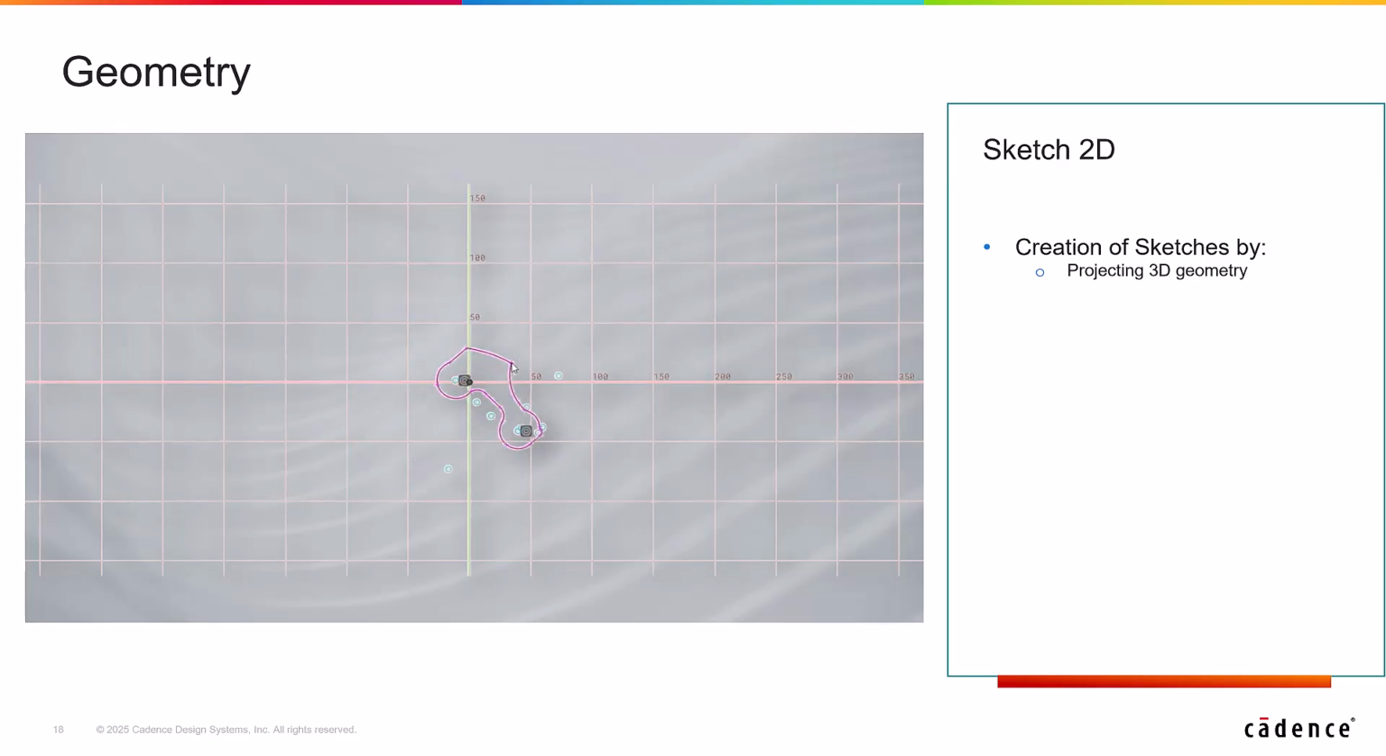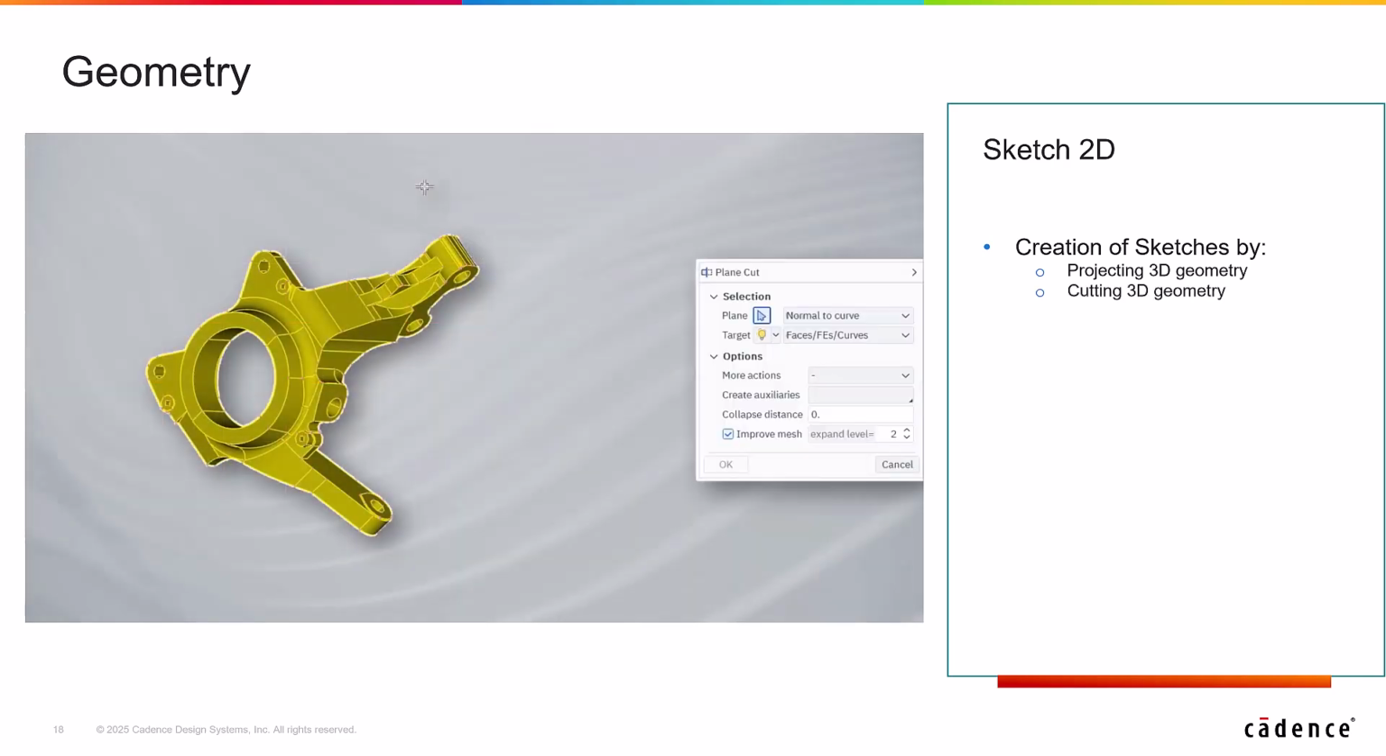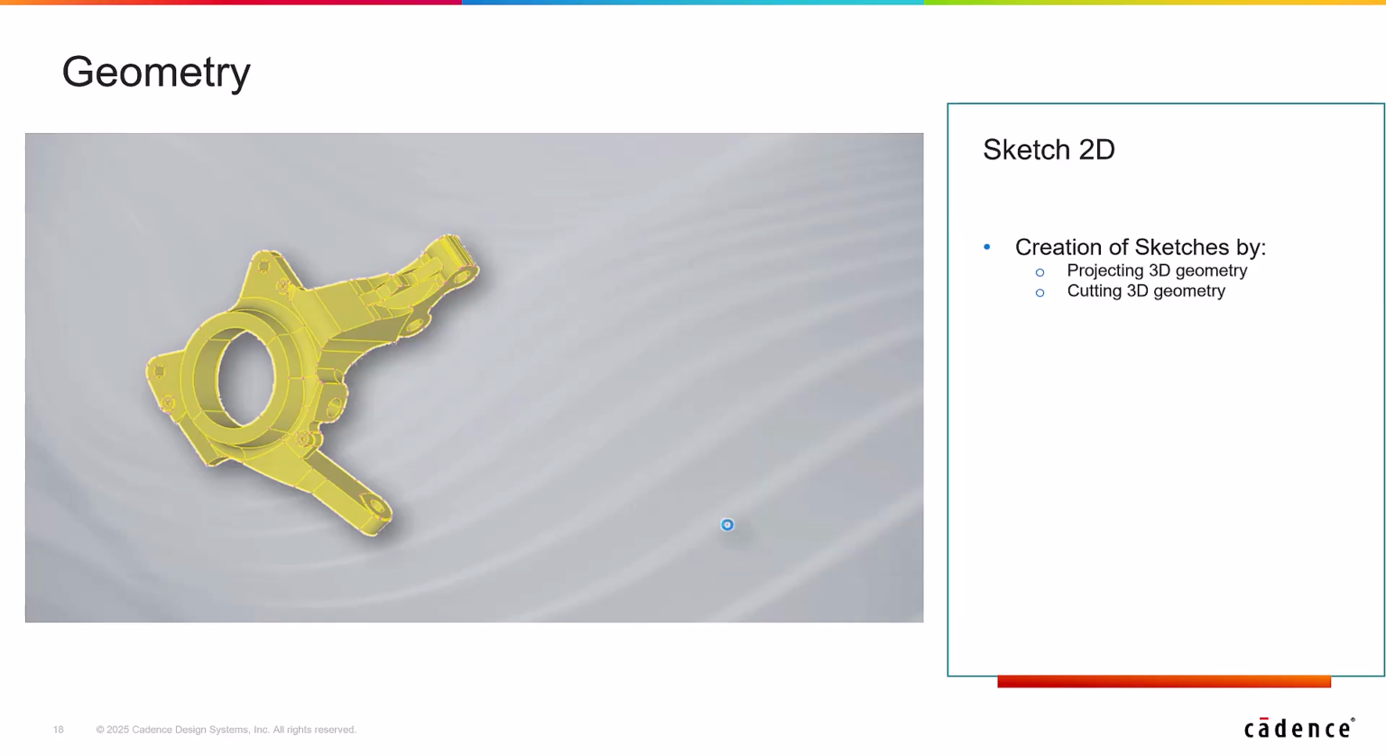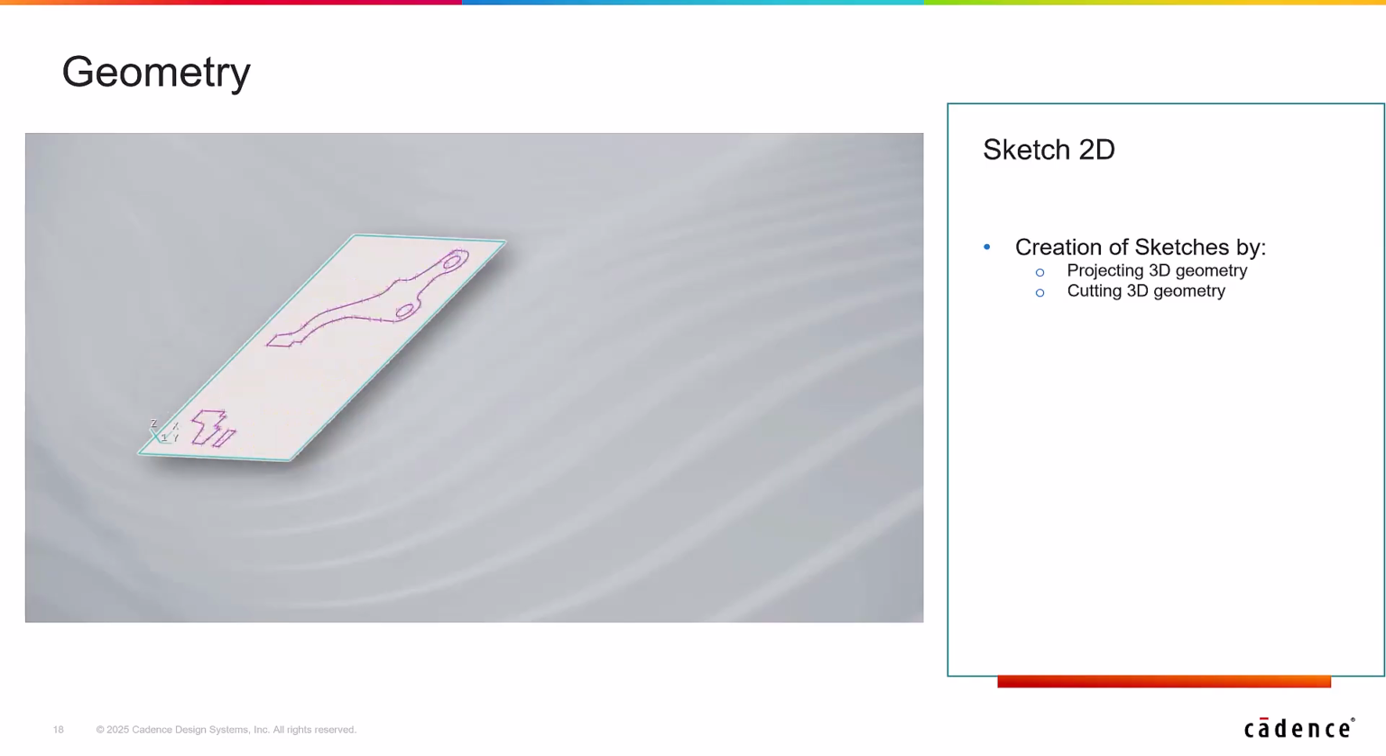We've also introduced the ability to now easily create sketches by cutting a section of 3D geometry. The parameterization of that section can be performed using constraints and dimensions. This not only improves accuracy, but also significantly boosts productivity when working with complex geometries.